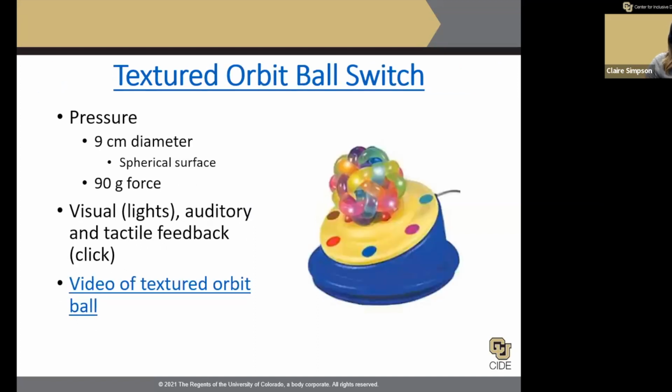The textured orbit ball switch offers a little bit different motor pattern of interaction. So it's not just push up, down, but you can push it forward, you can pull it toward yourself, side to side, press up, down. It requires about 90 grams of force to activate, and that spherical activation surface is 9 centimeters across. And when it's activated, it lights up and it makes a click noise.